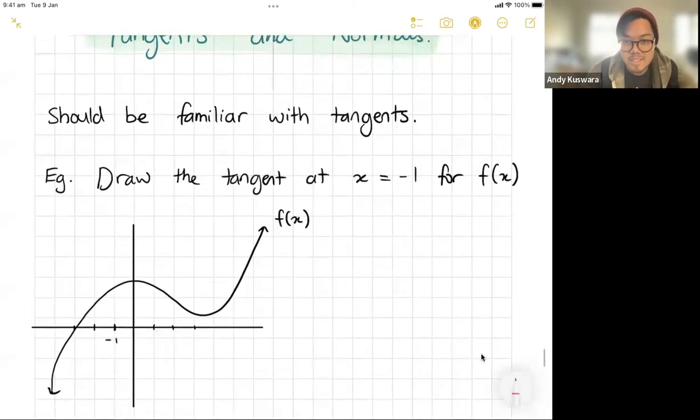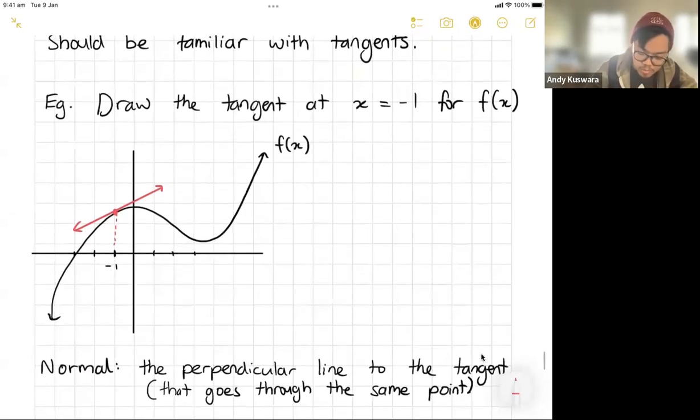If we're drawing the tangent, just as a quick little refresher, if I want to draw the tangent at x equals -1 for this function, I will go up to -1. I will find where it meets the function, and I will draw a line that touches it once and once only. That is the tangent.